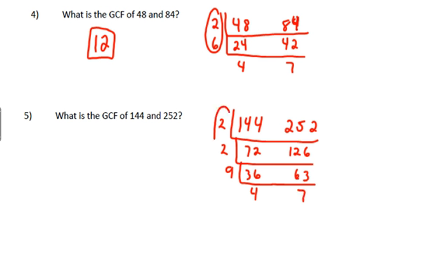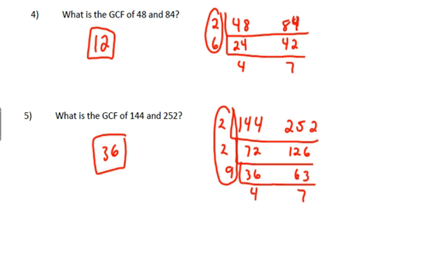Remember, the greatest common factor are the things that went into both of the numbers, and that's 2, 2, and 9. The 4 and the 7 are what's left over. We'll talk about that in a second. So the product of 2 times 2 times 9 is just 36. And so the greatest common factor of 144 and 252 is 36.